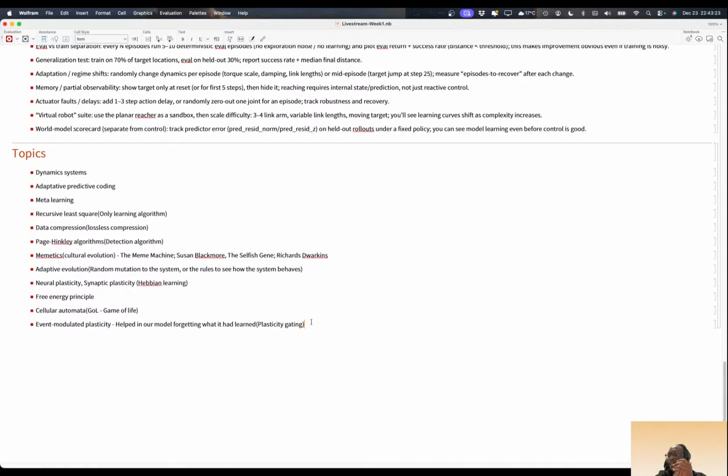And then context, another thing was context gating. Context gating mostly relates to plasticity gating, but it's more about gating based on what we see, or what the environment feeds into us, like the context of the environment. So that's one thing we explored. And then I guess that's all about that.